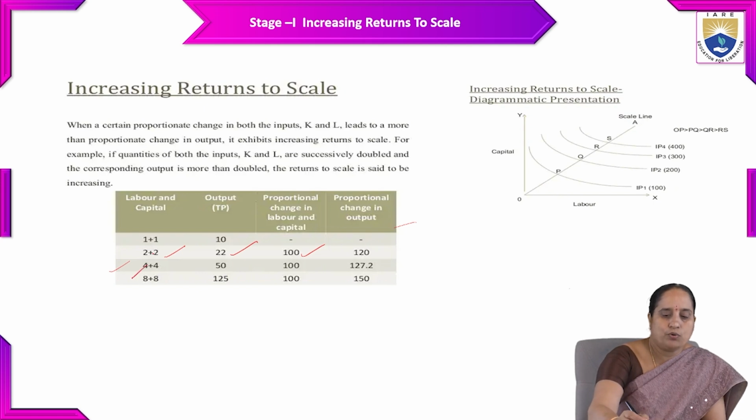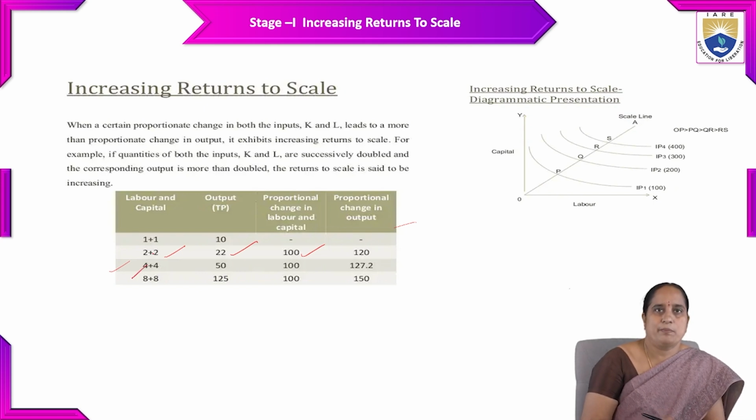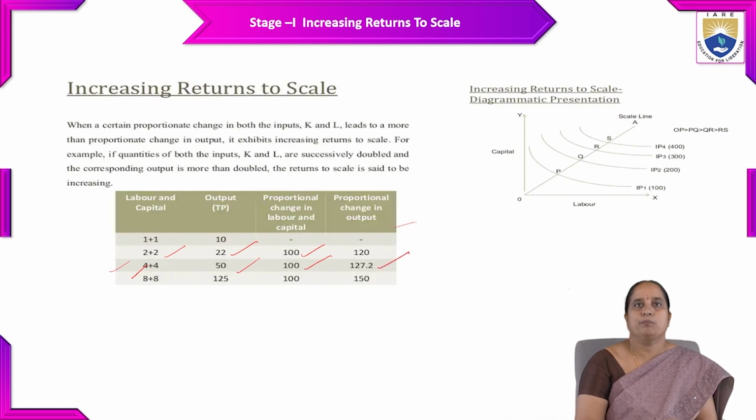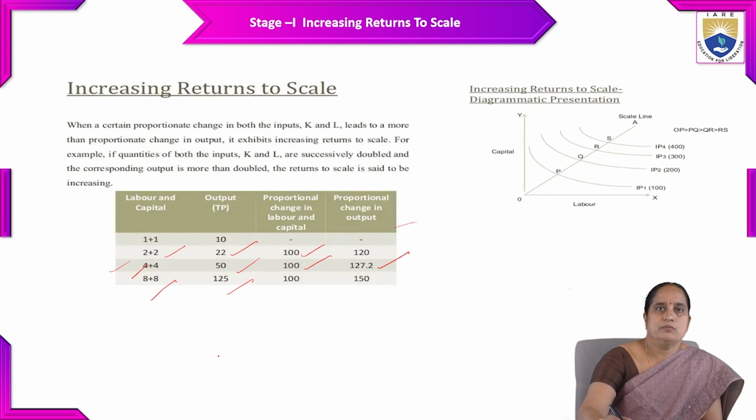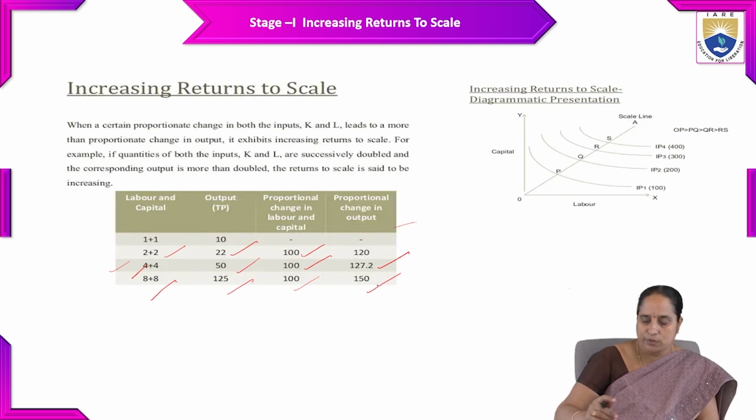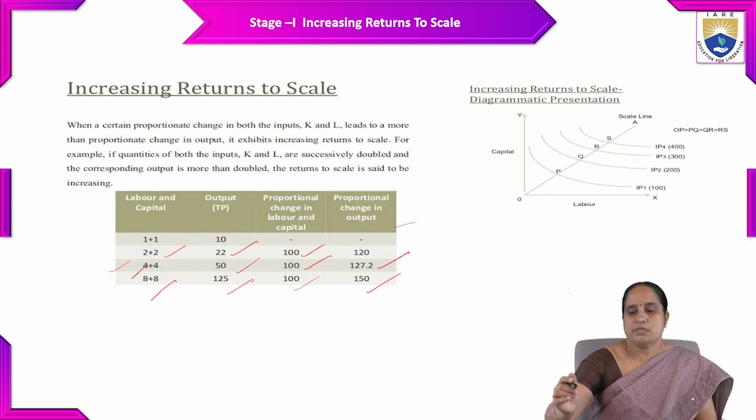If you take 4 labor plus 4 capital, total product is 50 and the proportional change in input is 100%, and in case of output the proportionate change is more than the proportionate change in input. If you take 8 labor plus 8 capital, total output is 125, and here also there is a 100% change in input, whereas in output the proportionate change is 150.